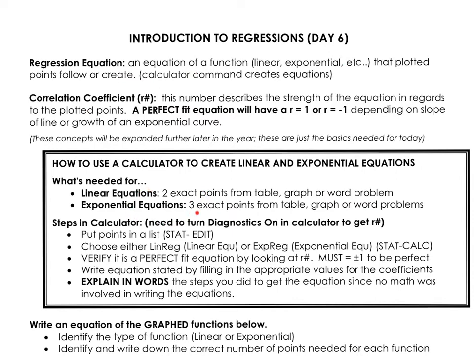But exponential, we have 3 because there might be some functions where points repeat on 2 different exponential curves. So we need to make sure that we have 3 for that. So what are the steps? We're going to go to the calculator.